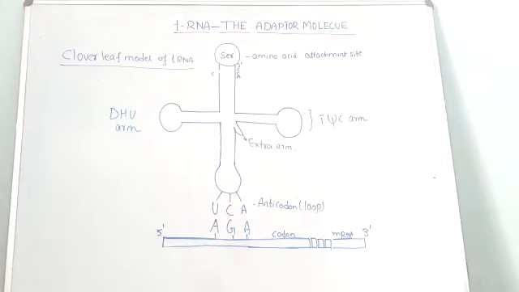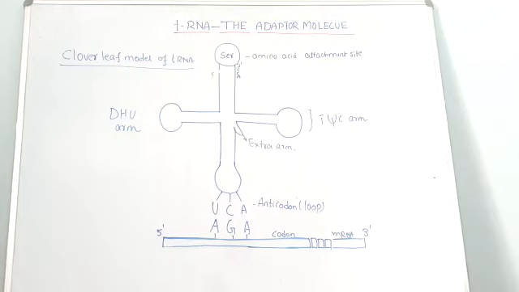And there is one more arm in the tRNA. What is that? The DHU loop. What is the full form of this? Its full form is dihydrouridine loop. D stands for dihydrouridine. The DHU loop contains the site for the amino acid activating enzyme. So this site contains an enzyme called aminoacyl synthetase.